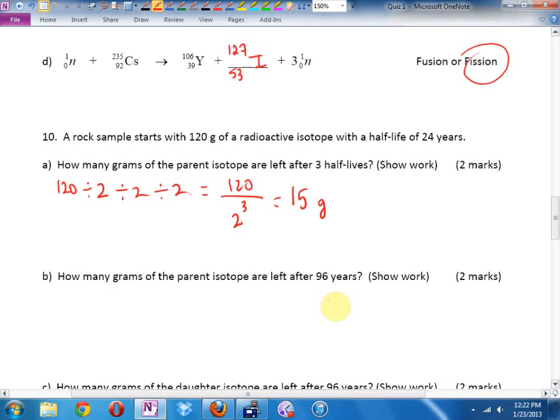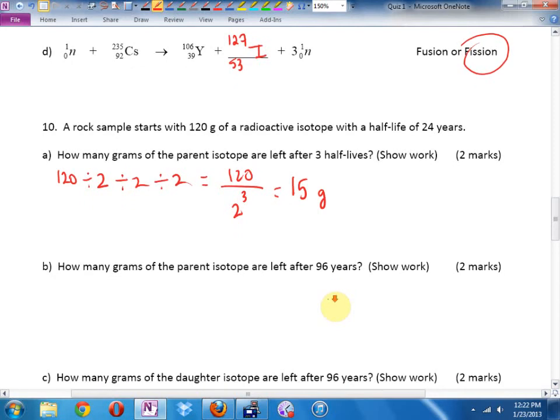B, how many grams are left after 96 years? Problem. I need to first figure out how many half-lives that is, because the first question I asked Hayden was, how many half-lives is that? He said 3. Here they didn't tell me how many half-lives it is. How many years grand total? 96. What's 1 half-life? How many years?